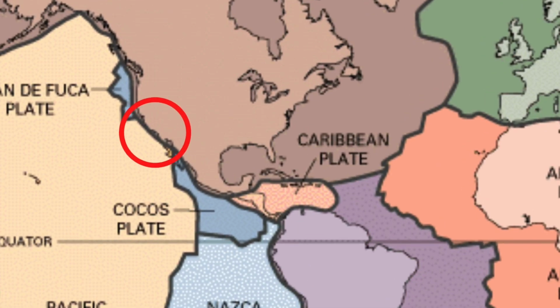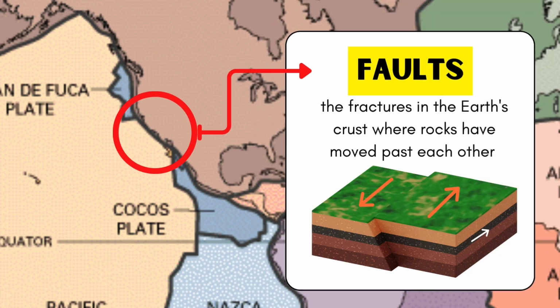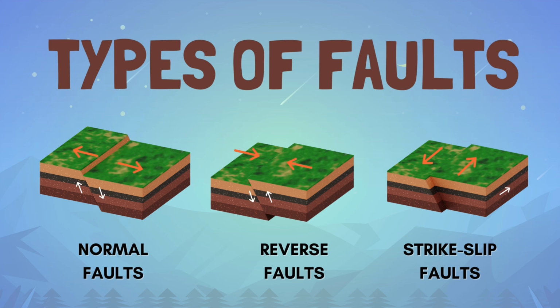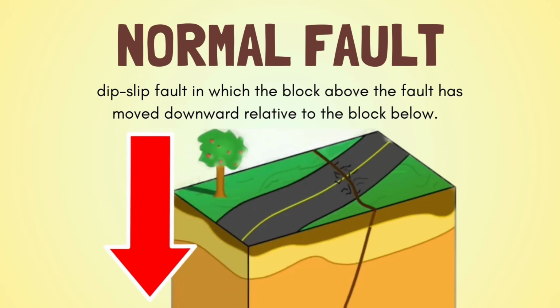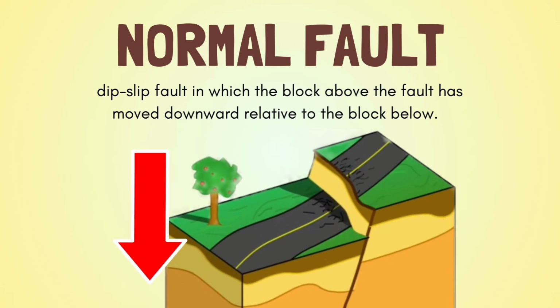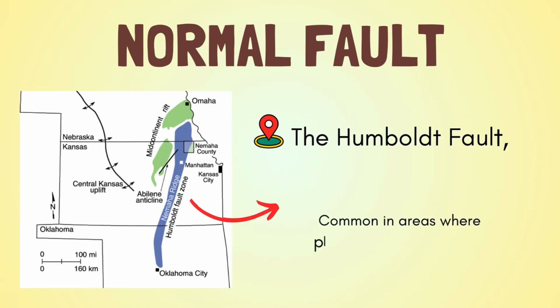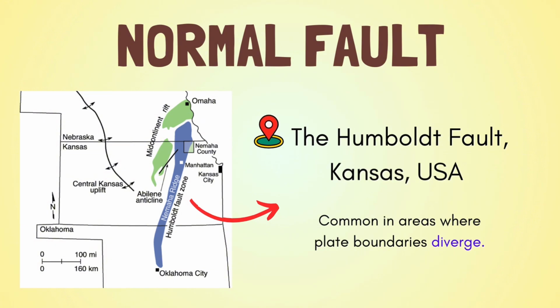The fractures of the Earth's crust where rocks have moved past each other are called faults. There are three types of faults: normal faults, reverse faults, and strike-slip faults. A normal fault is a dip-slip fault in which the block above the fault has moved downward relative to the block below. An example of this is the Humboldt Fault in Kansas, USA. This type of fault is common in areas where plate boundaries diverge.